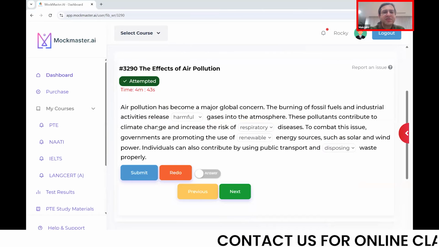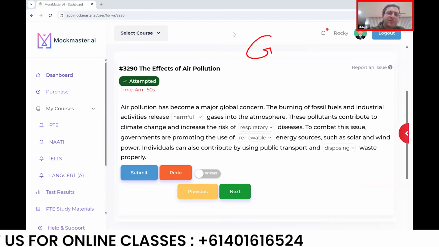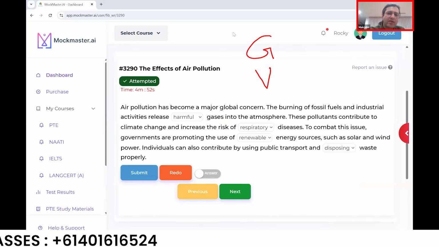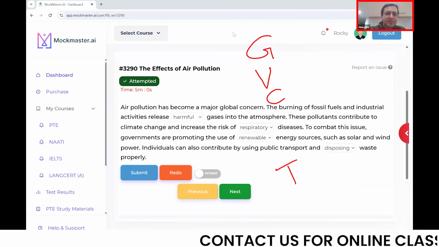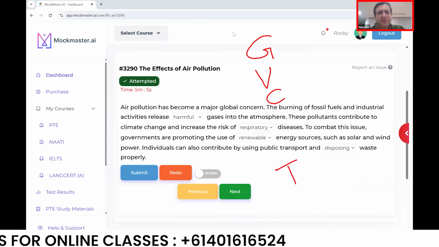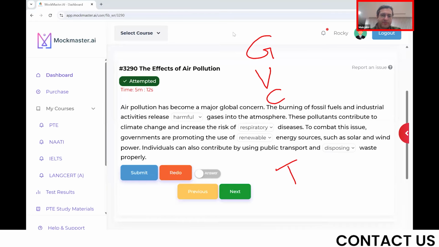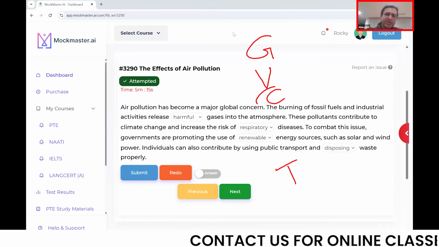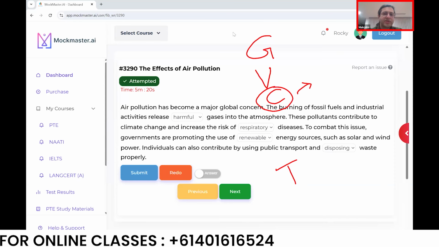Now, these blanks, what do they check? They check your grammar, they check your vocabulary, they check your collocations. They also check your knowledge of tenses, past, present, future, past continuous, past perfect, present perfect, etc. So these are the 4 things which PTE will check. Collocations, very important. PTE has given its own collocation list.